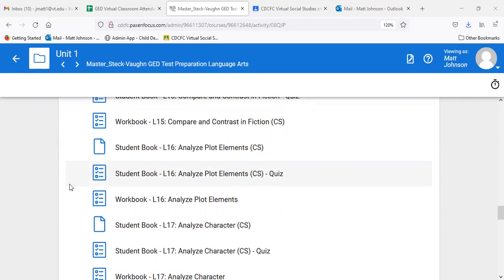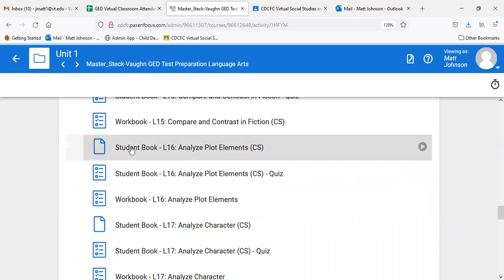Unit 1, lesson 16, analyze plot elements. So we've started on the second half of Unit 1 dealing with fiction, where the first half was nonfiction. So finally kind of moving into some new territory. It's still going to feel familiar. And I think a lot of this is a bit intuitive because we're all familiar with stories. We're all familiar with storytelling. And this is just going to define some of those elements that we encounter all the time.